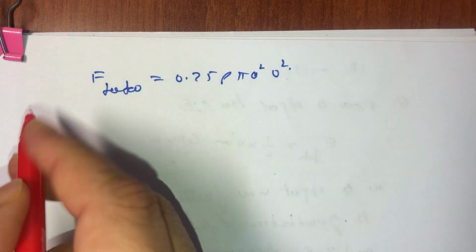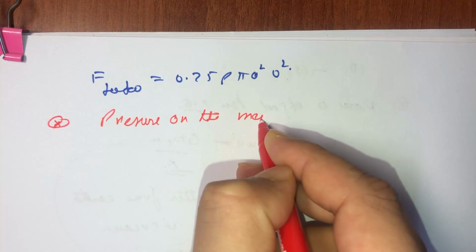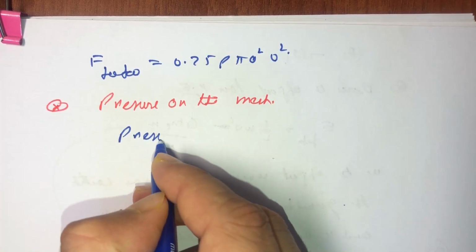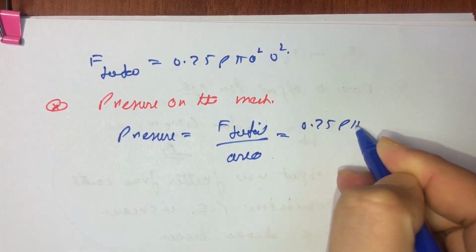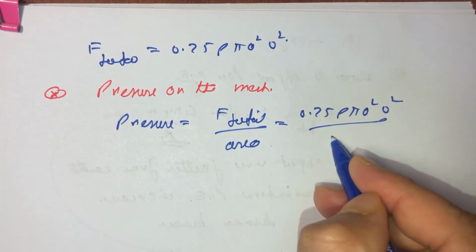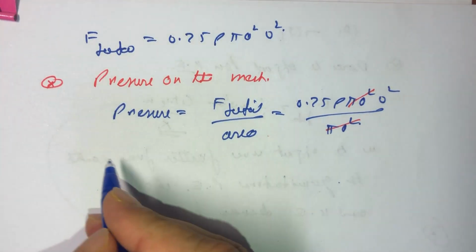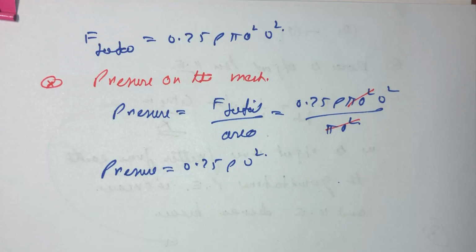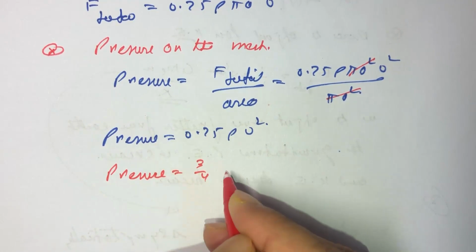We are supposed to find out the pressure, so therefore we can say pressure on the mesh, and we know pressure is defined as the force per unit area, so we can say pressure will be equal to F total over area. F total is 0.75 rho pi a square v square, and area is our pi a square. So pi a square cancels out. So we get pressure is equal to 0.75 rho v square, and the options that are given to us are in the form of fractions, so we can easily convert it. So we can say pressure is equal to 3/4 rho v square.